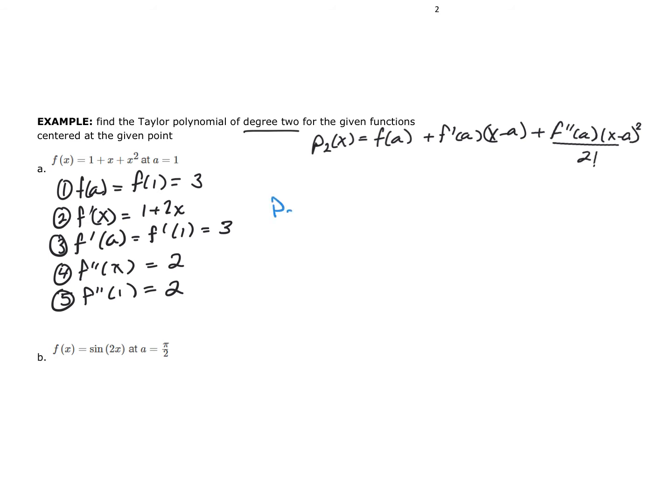So p of 2 of x is equal to f of a, which is 3, plus f prime of a.